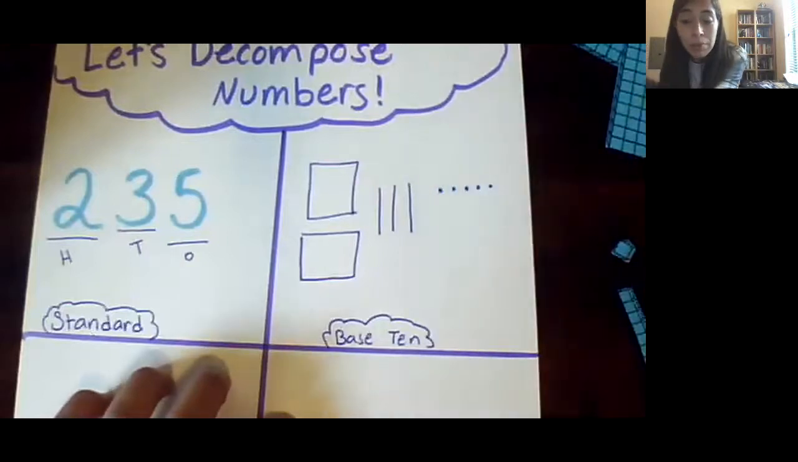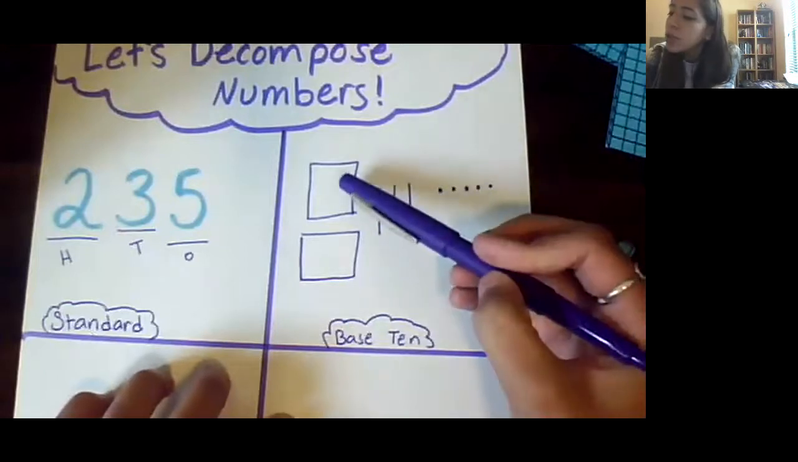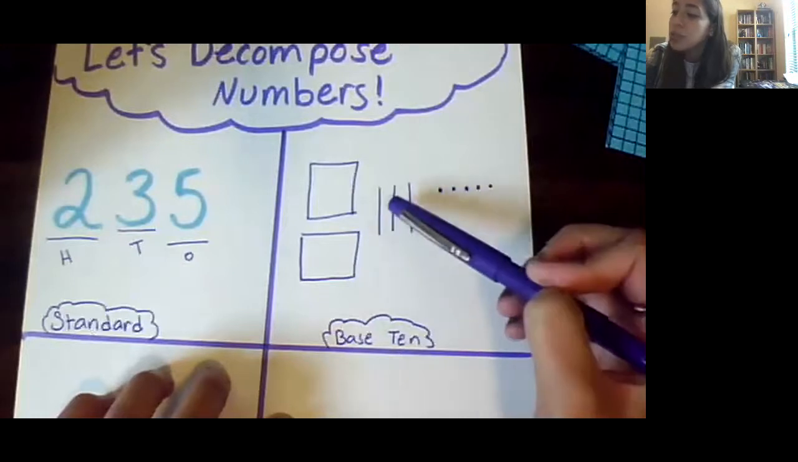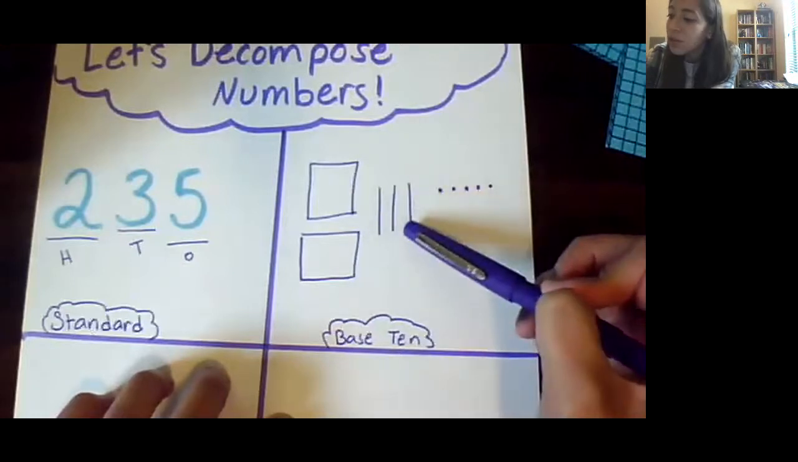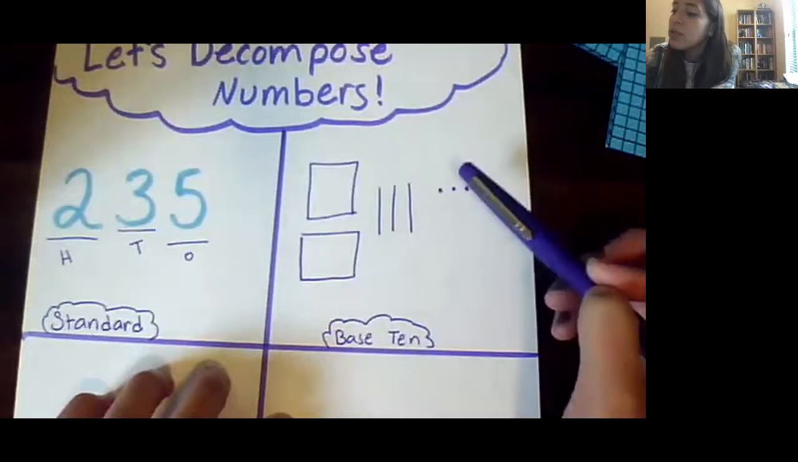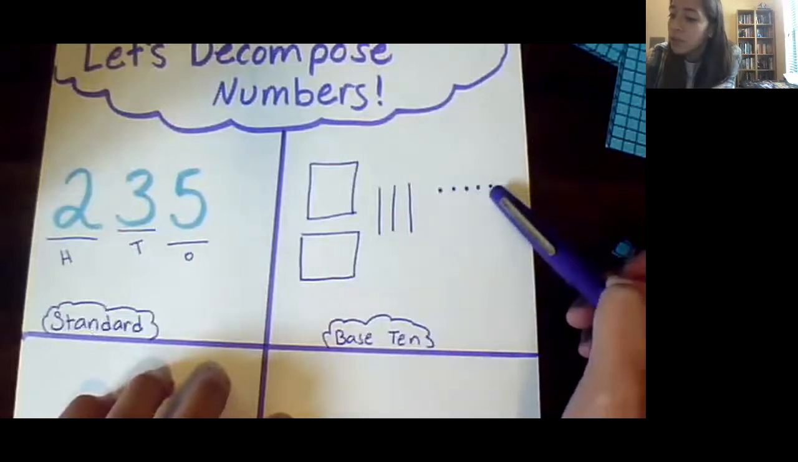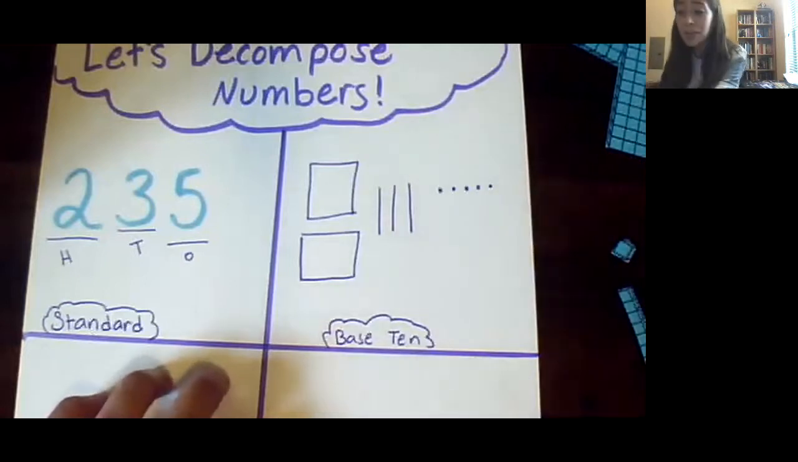Now I'm going to double check my work because mathematicians always double check. So I'm going to count first. 100, 200, 210, 220, 230, 231, 232, 233, 234, 235. That's correct, that is my number.